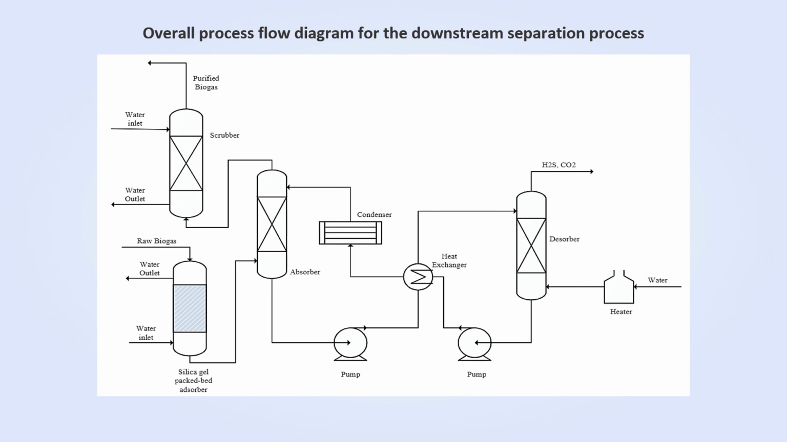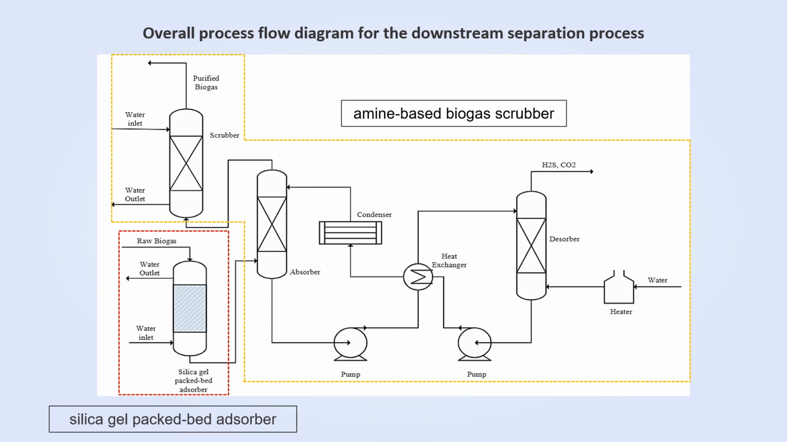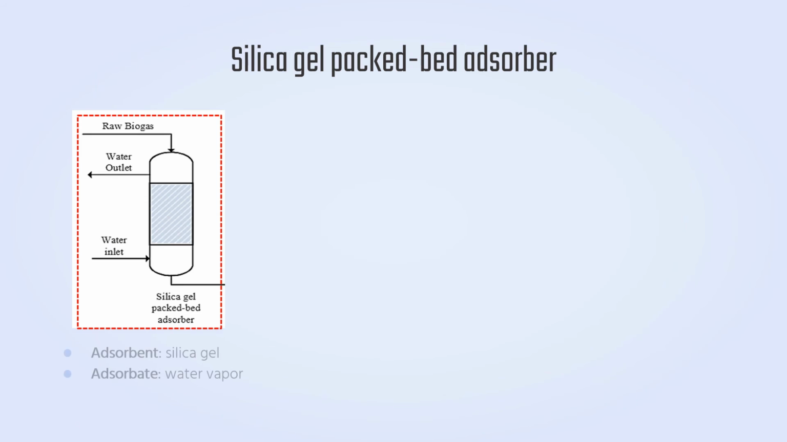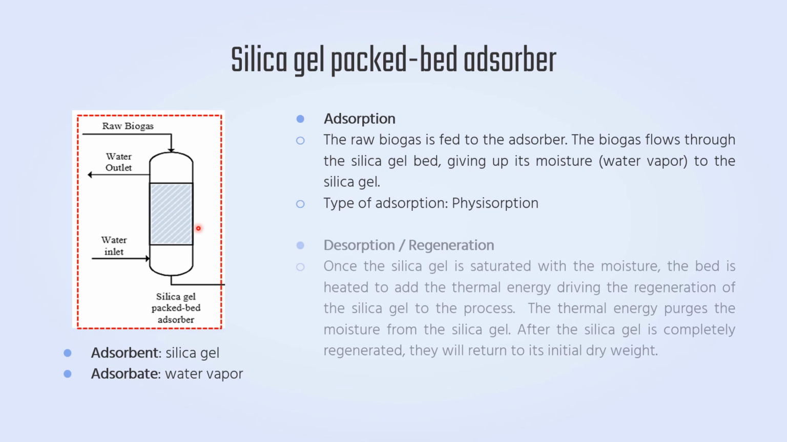Basically, there are two separation units in our design, and the first one is the silica gel packed bed absorber, and the second one is the amine-based biogas scrubber. By using the silica gel packed bed absorber, we are going to remove the water vapor. The raw biogas is fed into the absorber, and when it flows through the silica gel bed, it gives out moisture to it. The type of absorption involved is physical adsorption, whereby the water vapor is physically held onto the surface of the silica gel by the dispersion forces and polar forces.